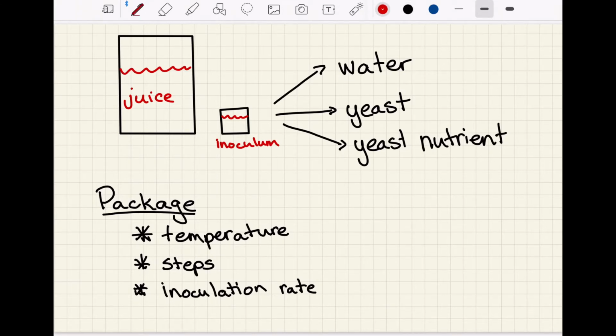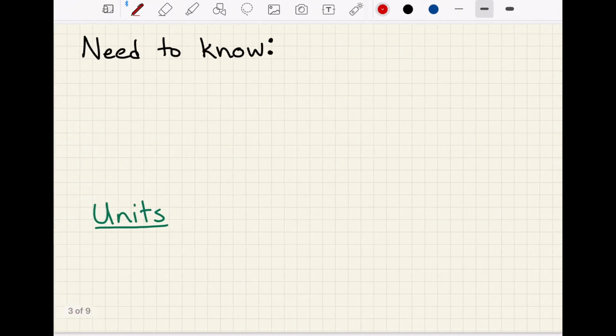This is what we're really going to be focusing on in this video: taking that inoculation rate and calculating how much yeast, nutrient, or water we need to use to make up the inoculum. In order to start these calculations, there's a couple of things that we need to know. The first we just talked about, which is that inoculation rate, and that is something you're going to get from the package.